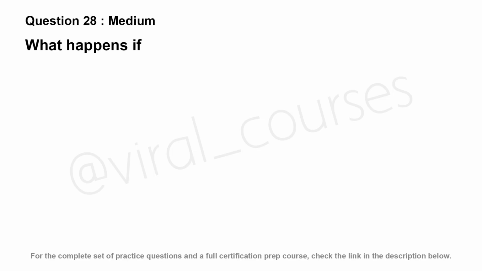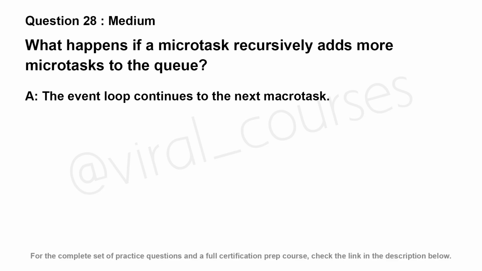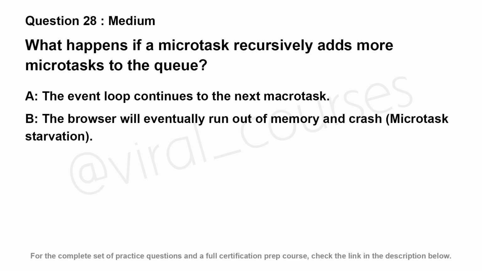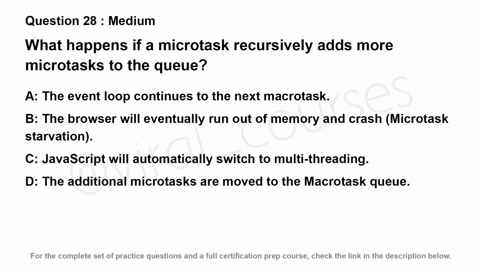What happens if a microtask recursively adds more microtasks to the queue? Option A, the event loop continues to the next macrotask. Option B, the browser will eventually run out of memory and crash. Microtask starvation. Option C, JavaScript will automatically switch to multi-threading. Option D, the additional microtasks are moved to the macrotask queue.